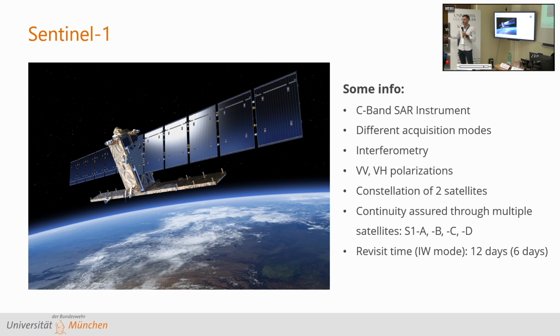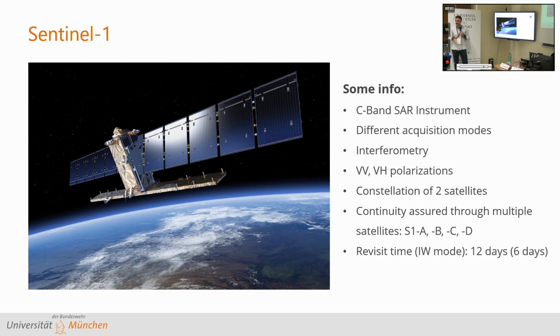Why not look at what is happening at the C-band? So this is a C-band instrument. We have several acquisition modes, so the one you were probably using is not the only one. It's able to perform interferometry. I'm not saying a single word about interferometry, and this really hurts me, but we are focusing on different things right now. Then we have two polarizations available, VV and VH.